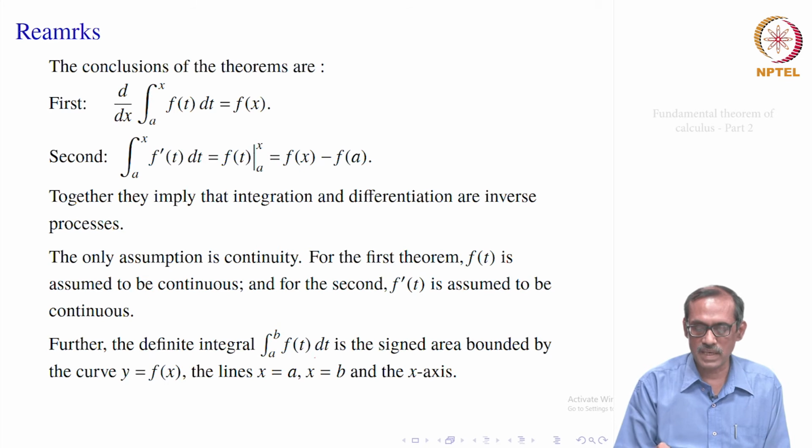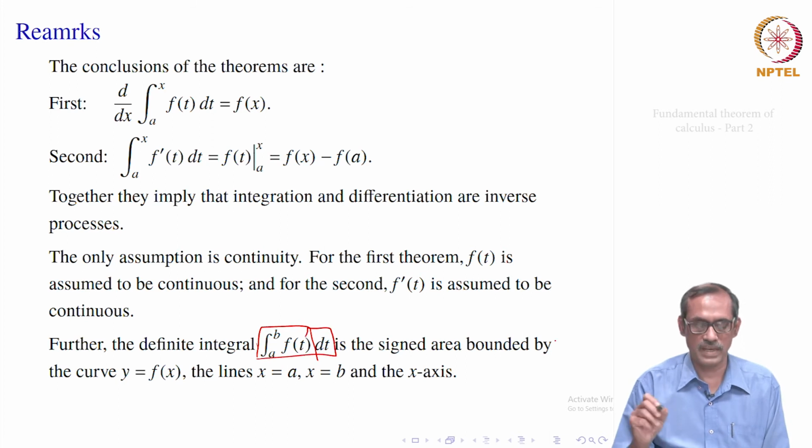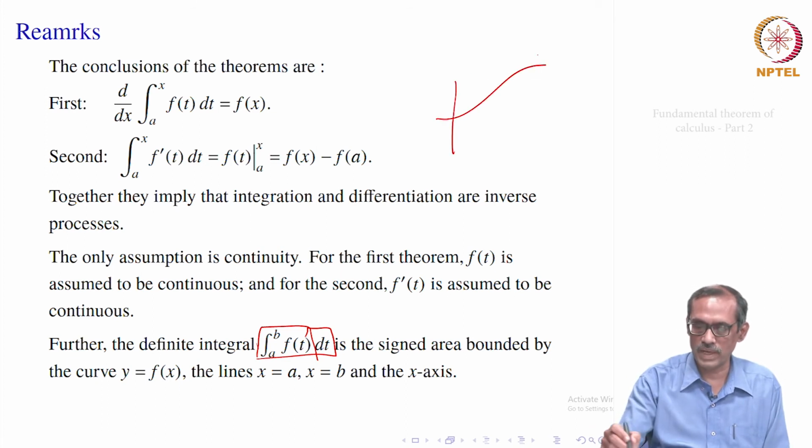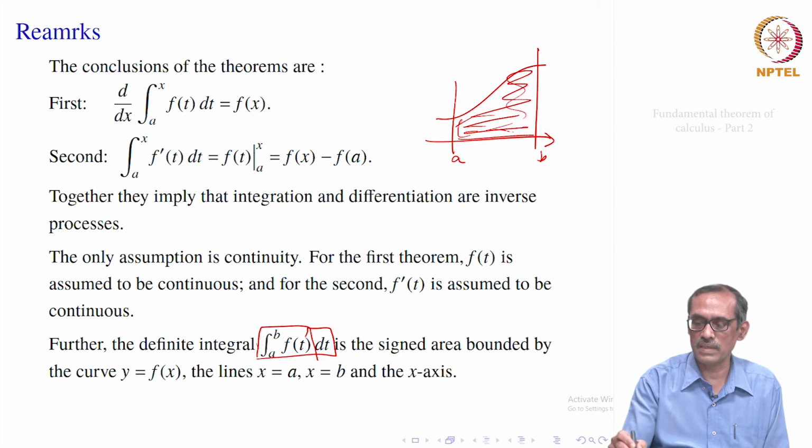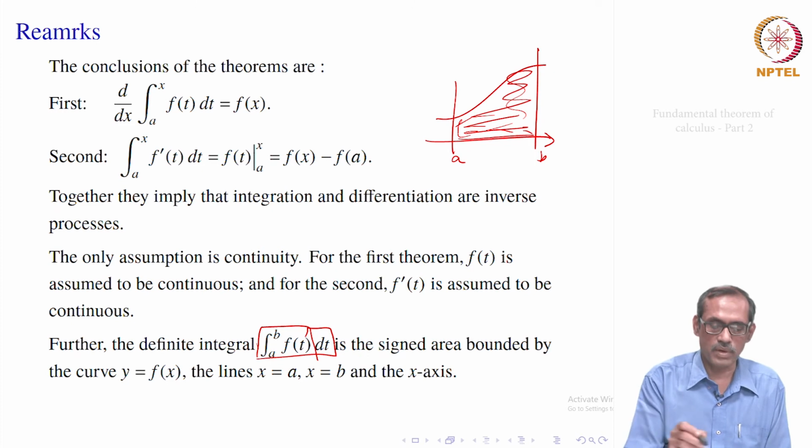Now, for the definite integral from a to b of f(t) dt, what is that? We have started from the definition, which is the signed area bounded by the curve y equal to f of x or y equal to f of t, and the lines x equal to a and x equal to b and the x axis. So, it is something like this: y equal to f of x, you have x equal to a, x equal to b, this is the x axis. This is the area which is our integral from a to b of f of t dt. With that only we started and obtained these two results.